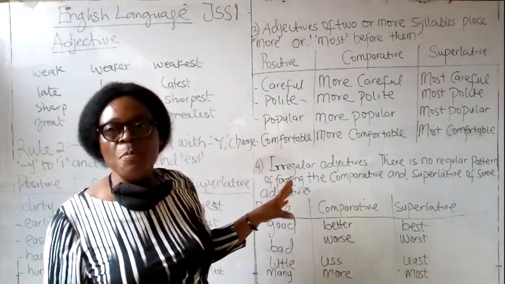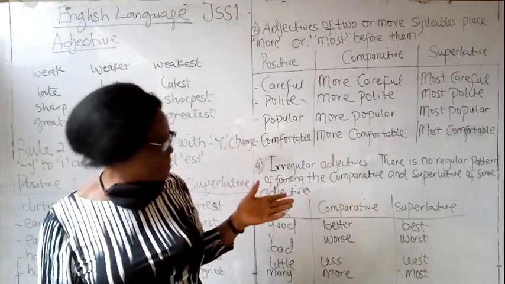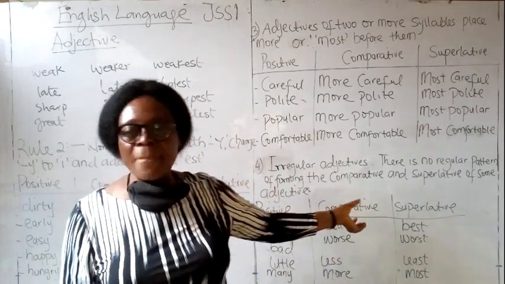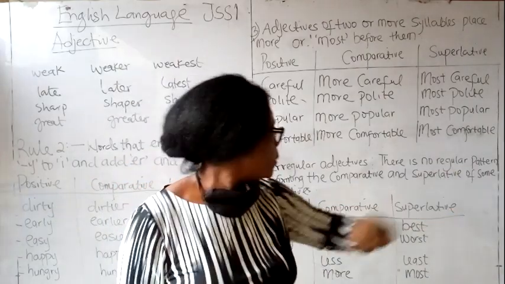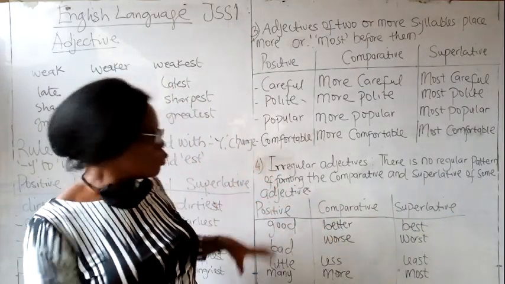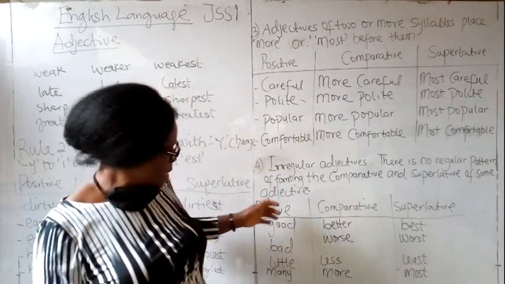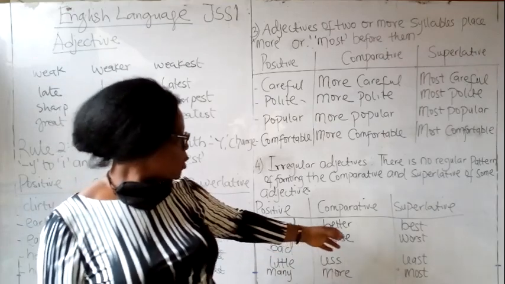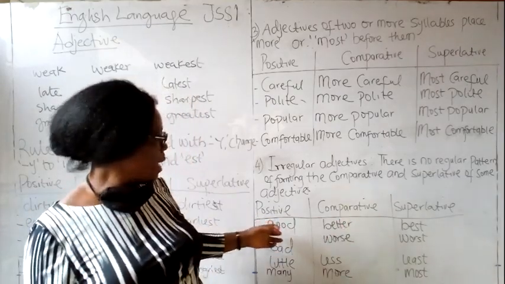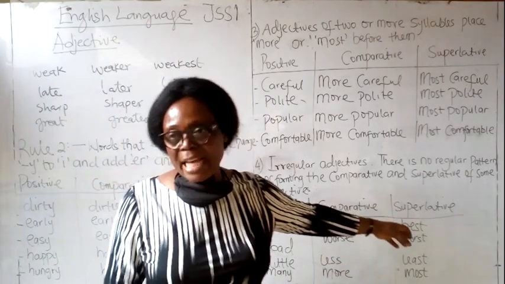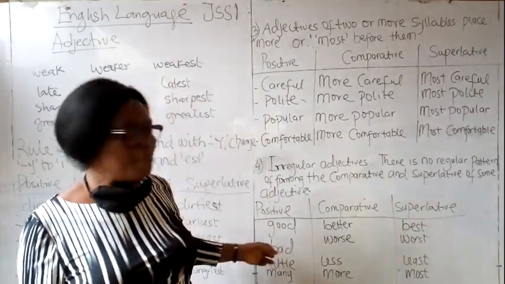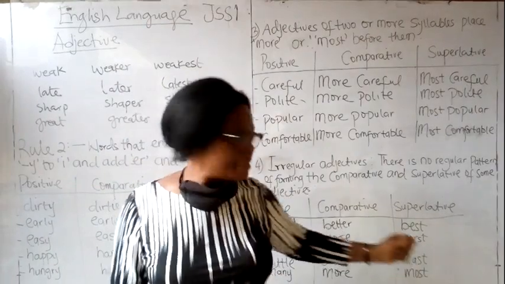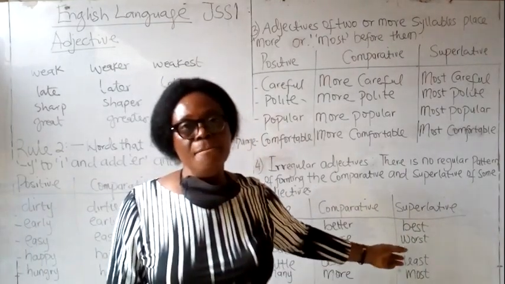We have some group of adjectives too that we call irregular adjectives. Irregular in the sense that they don't have a particular pattern of forming their comparative and superlative form. So we'll just group them under what? Irregular. And you can see some examples here. For good, you can see that what you have here is completely different from the word good. It's better, and there you have best. Here you have bad, worse, worst. Little, less, least. Many, more, most.